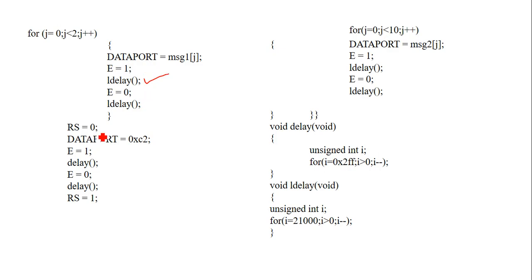Now I have to display the second message on the second row. So for the second row, the cursor will move by the 0xC0 command. But I am keeping 2 bits empty, and from the 2 bits third year will start displaying. So the command is C2. Latch it and release it.